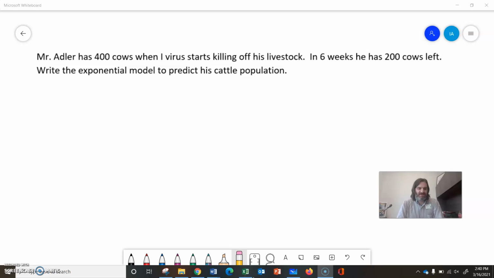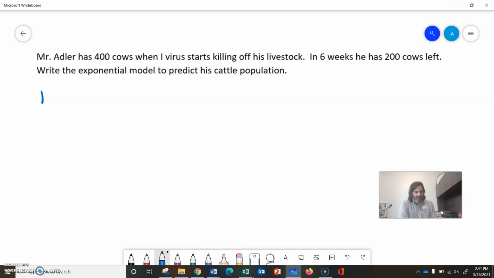It says, Mr. Adler has 400 cows when a virus starts killing off his livestock. There's a typo there. Sorry about that. In 6 weeks, he has 200 cows left. Write the exponential model to predict his cattle population. So what will that look like?